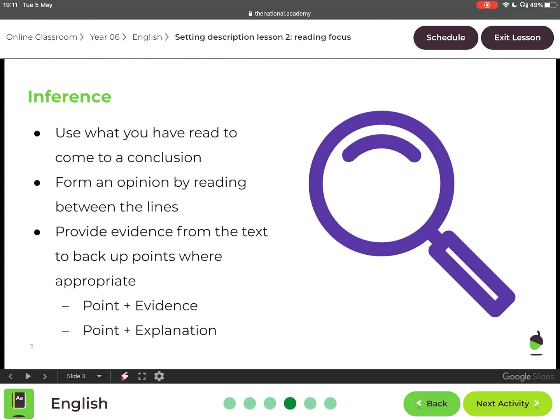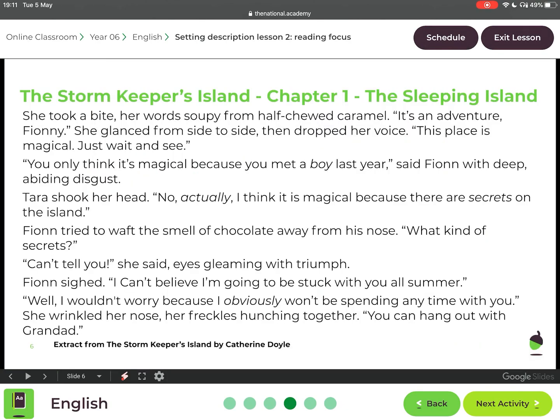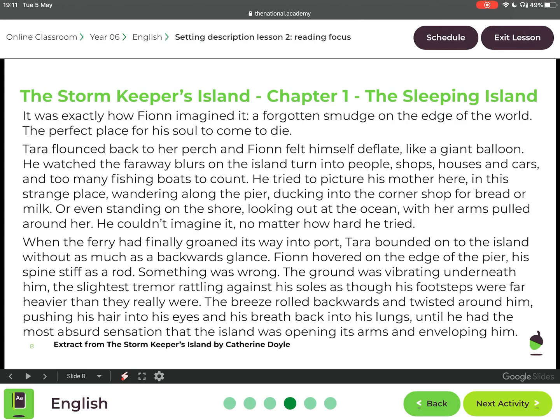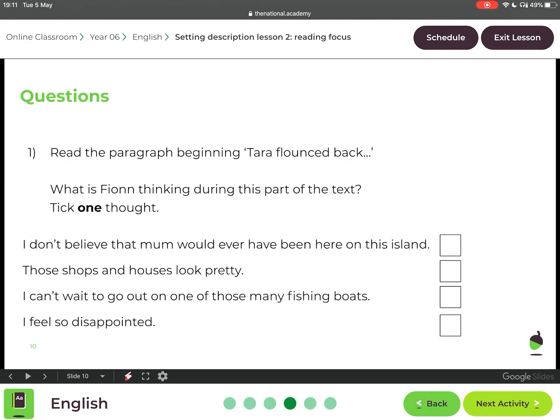There. So then after that you've got your independent task. So this is an extra. You have to read these. Here, you would have to read these 4 pages. Question 1. Read the paragraph beginning Tara flounced back. What is Fionn thinking during this part of the text? Tick one thought. So the answer here would be this one.